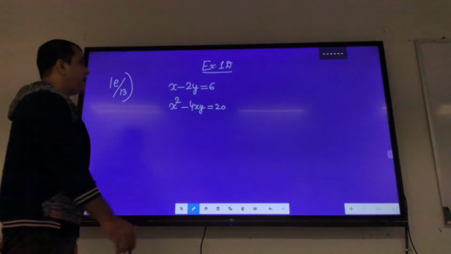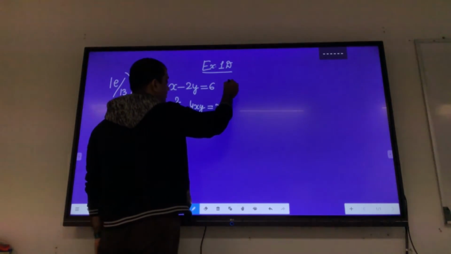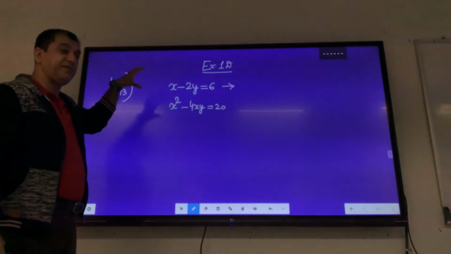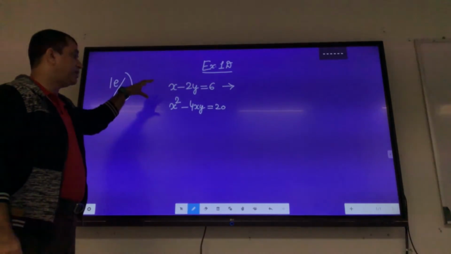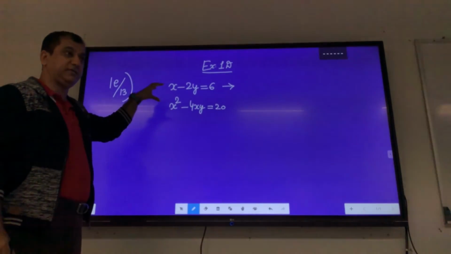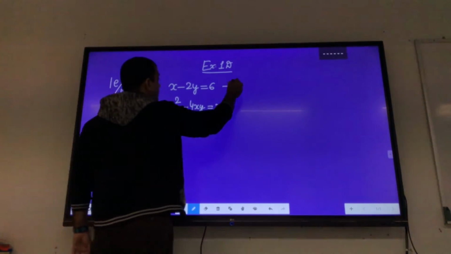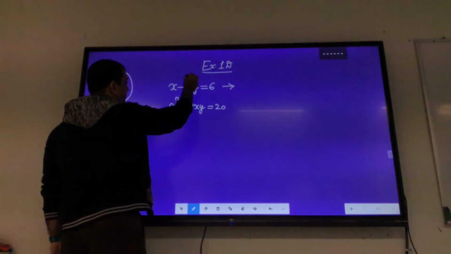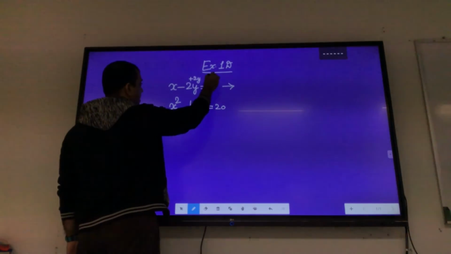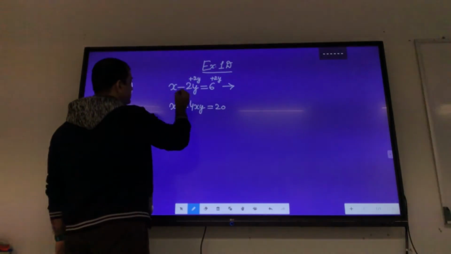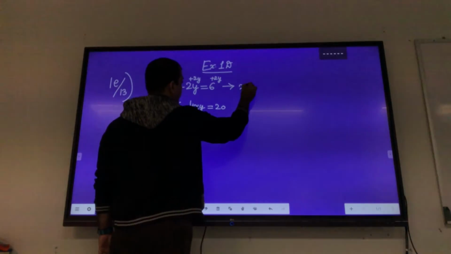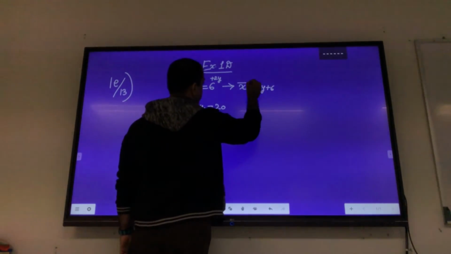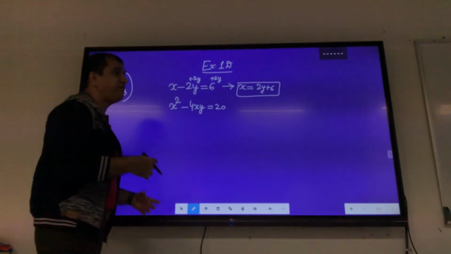So we have to take the value of x from the first equation. In the first equation, make x the subject. Move 2y to that side, or add 2y on both sides, and this gets cancelled. So x will be equal to 2y plus 6, or 6 plus 2y. So here we get the value of x.